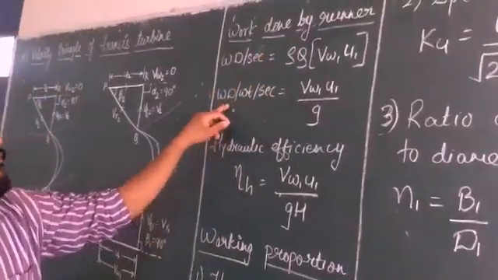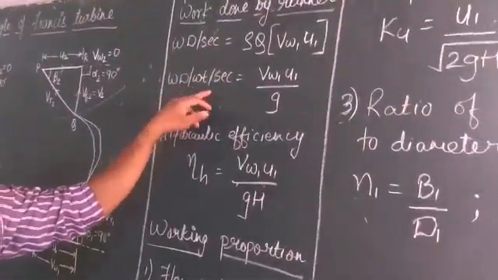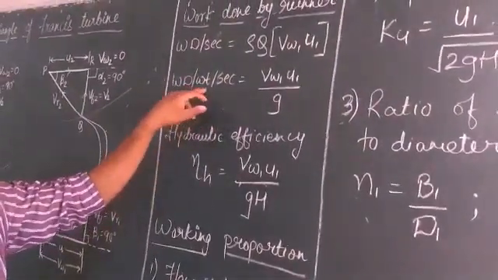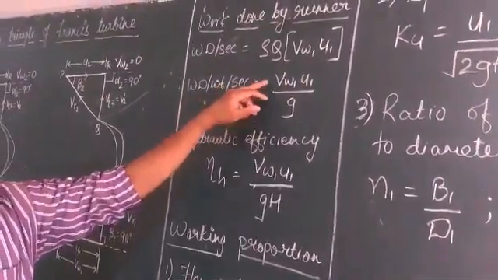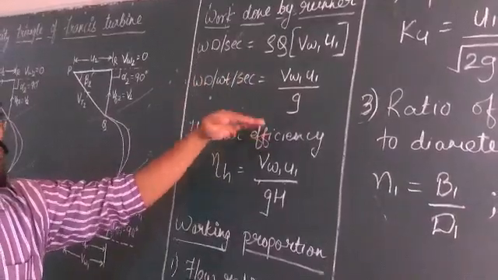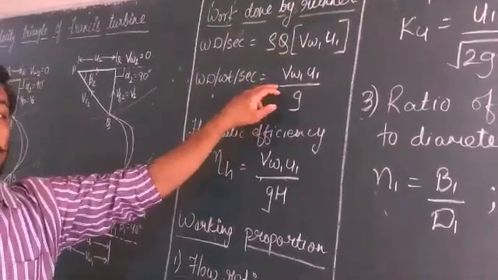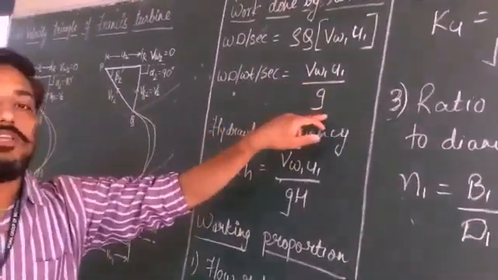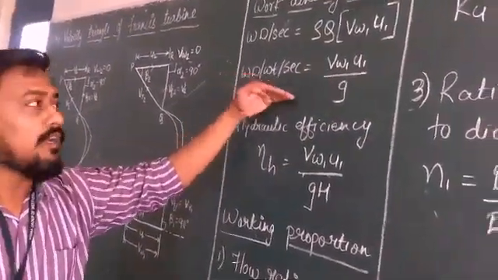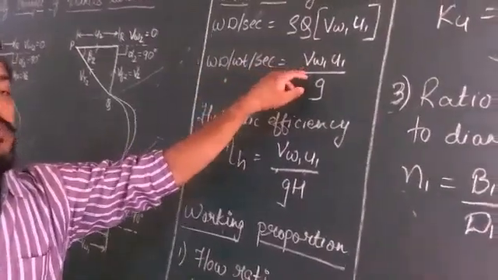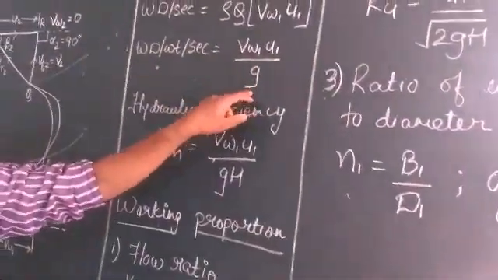Now the second one is work done per unit weight per second. Per unit weight, we have to divide by mg. If we divide by mg and derive the relation, the final relation will be VW1 U1 upon g. So if you have to find the work done per unit weight per second, you have to use the relation VW1 U1 by g.